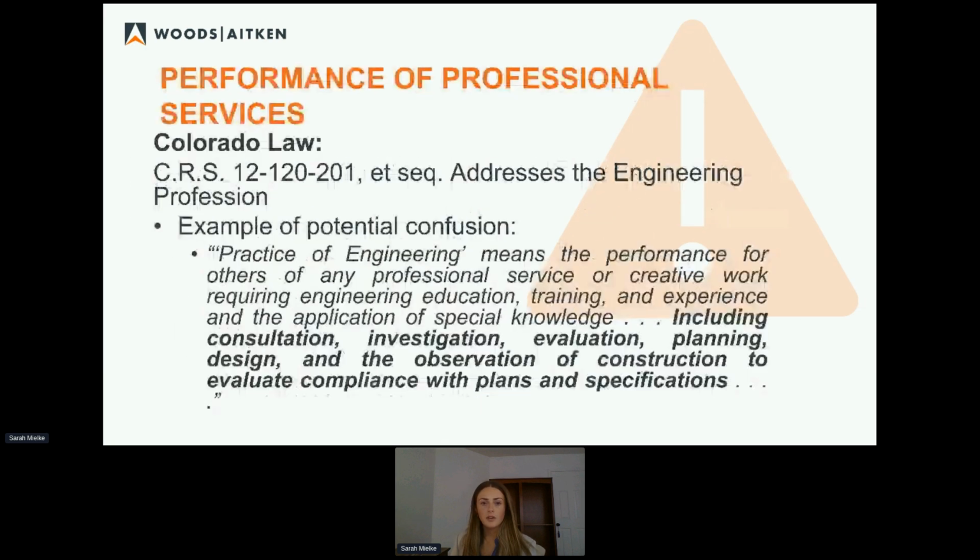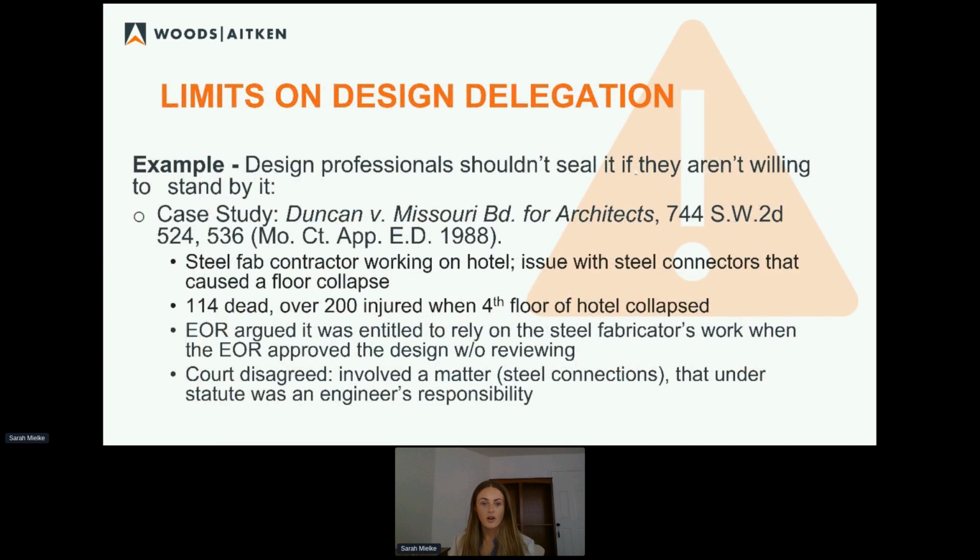And so when you look at language like the last clause up on the slide here, including consultation, investigation, evaluation, planning, et cetera, again, wide net, a lot of things could be included and could really drag contractors into a situation where the outcome is not so contract favorable as it was in Duncan. So just understand that your state and jurisdiction licensing statute is going to play a really big role in the amount of risk and liability that you're going to see with design delegation.